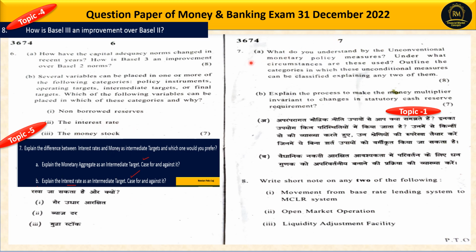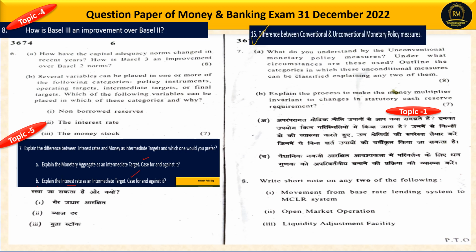Now coming to question number 7. What do you understand by unconventional monetary policy measures? Under what circumstances are these used? Outline the categories in which these unconventional measures can be classified, explaining any 2 of them.